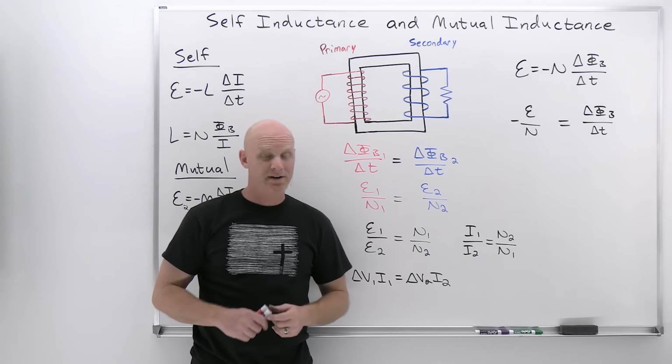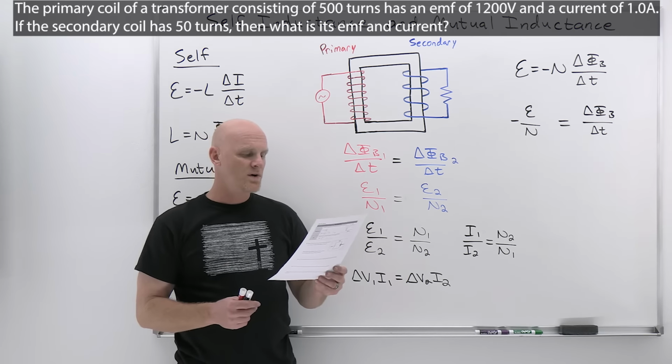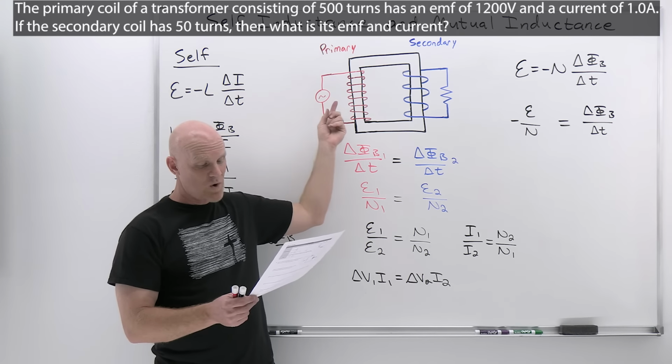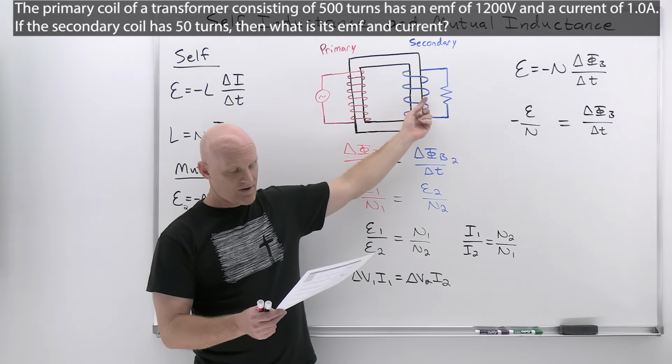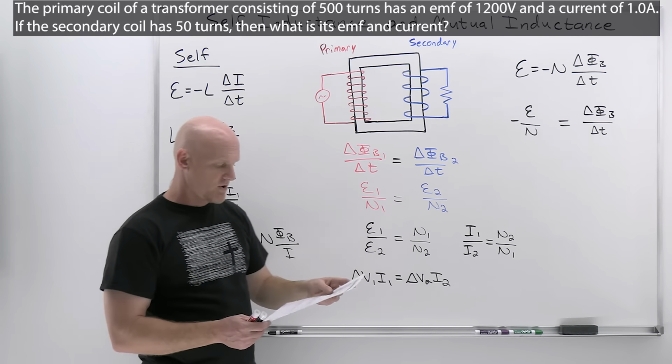And now we're ready to do some plugging and chugging regarding transformers. The question of interest says the primary coil of a transformer consisting of 500 turns has an EMF of 1200 volts and a current of 1.0 amps. If the secondary coil has 50 turns, then what is its EMF and current?